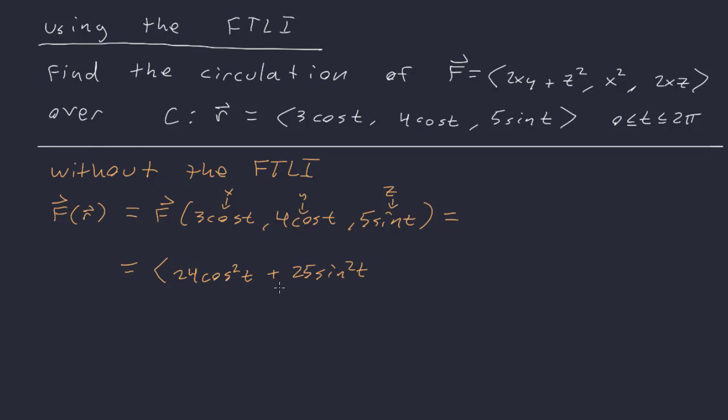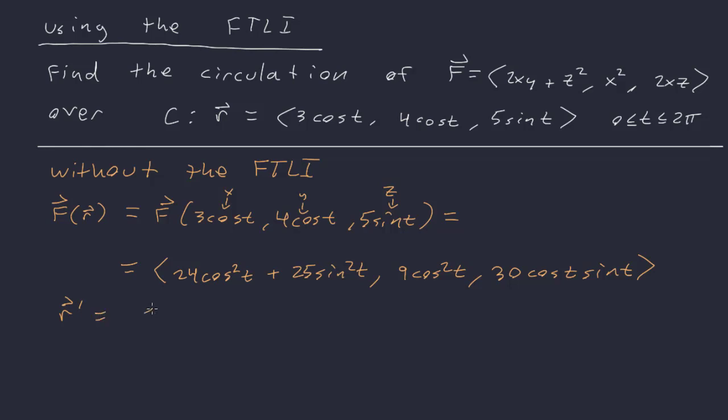And notice we are 1 away from being able to get rid of this, right? There's nothing we could factor out of this to make this go to like 25 or 24. So we're a little out of luck there. Then we'll have, comma, x squared, so that'll be 9 cosine squared t, and then 2xz, which is 2 times 3 cosine t times 5 sine t. So that'll be 15 times 2, so 30 cosine t sine t.